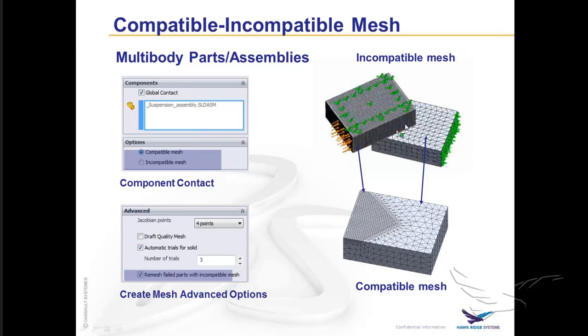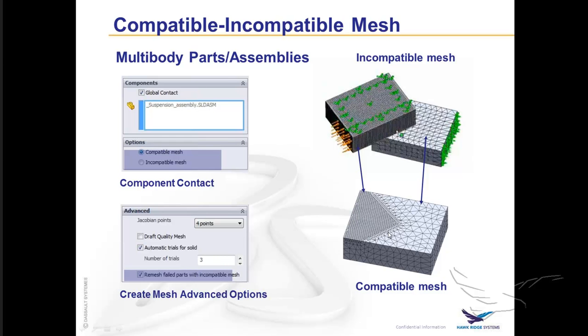Otherwise, we end up with an incompatible mesh where the nodes aren't merged, and this will require additional constraint equations to be run. So it may take a little bit longer to run the incompatible mesh, but it is much easier to get these incompatible meshes to actually mesh the model.